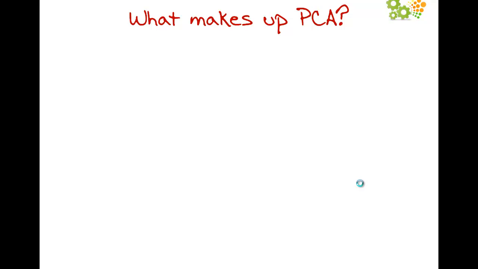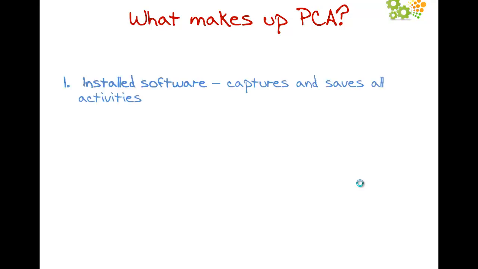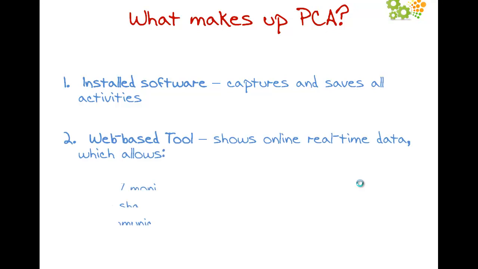Now, let's go ahead and take a look at the components of PCA. What makes a PCA? Well, there are actually 2. The first component is the installed software, and what the PCA software does is it captures the webcam shots, the screenshots, your work hours, your break hours. It saves all that information and sends it to our servers, okay? And once it is sent there, it is automatically reflected on the PCA second component, which is the web-based tool. So it's basically a website. You log in there, and that's where you're going to see all of your webcam shots, all of your screenshots, your work hours, and so on and so forth.